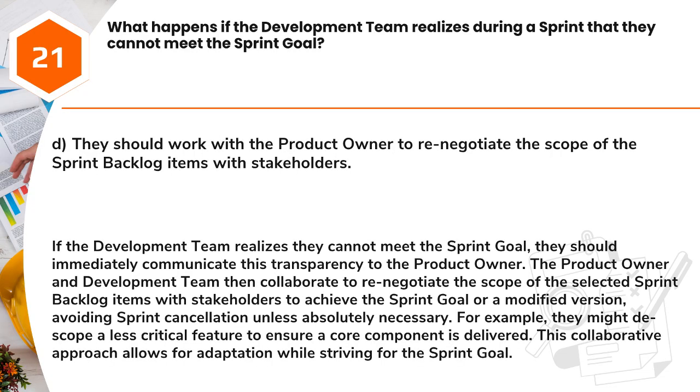Answer: D. They should work with the product owner to renegotiate the scope of the sprint backlog items with stakeholders. If the development team realizes they cannot meet the sprint goal, they should immediately communicate this transparency to the product owner. The product owner and development team then collaborate to renegotiate the scope of the selected sprint backlog items with stakeholders to achieve the sprint goal or a modified version, avoiding sprint cancellation unless absolutely necessary. For example, they might descope a less critical feature to ensure a core component is delivered. This collaborative approach allows for adaptation while striving for the sprint goal.